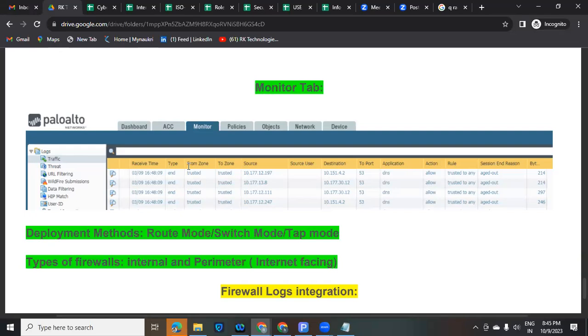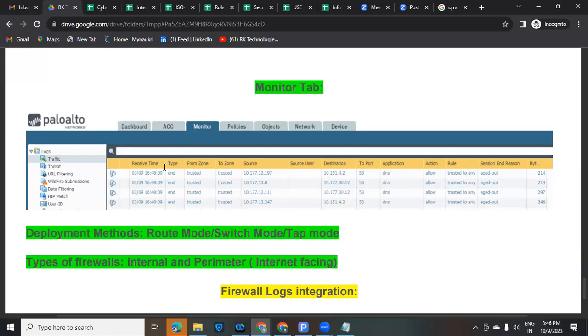If it is one of the databases whose logs are not reflecting, the source IP is our database server and the destination IP is our SIEM tool. Take one more, a web server. In case web server logs are not reflecting in the SIEM tool, our source IP is the web server and our destination IP is our SIEM tool IP. Then you can do the packet capture in the firewall.